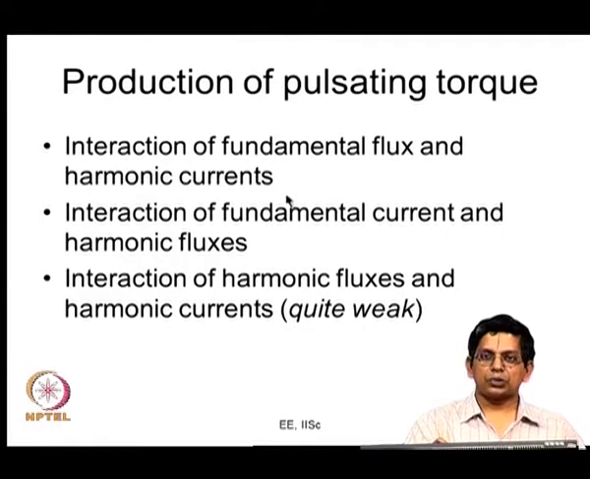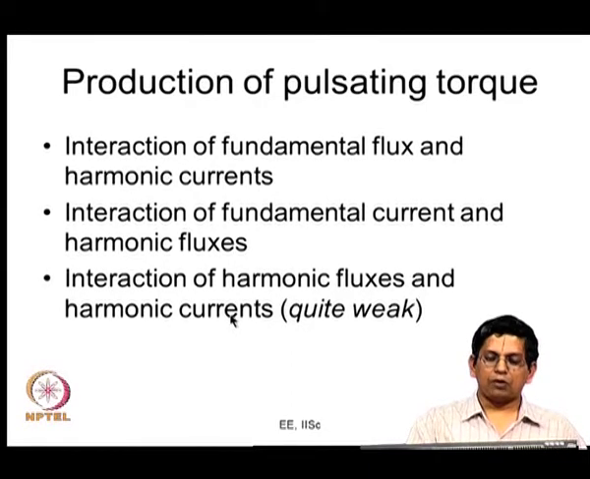So, if I want to say an interaction between the fundamental magnetic field produced by the stator and one harmonic magnetic field produced by the rotor, I can possibly consider the fundamental flux corresponding to the stator and a particular harmonic current corresponding to the rotor. So, I can look at this as an interaction between these two. We can also look at this as an interaction between fundamental current and harmonic fluxes, but the interaction between harmonic fluxes and harmonic currents is quite weak.